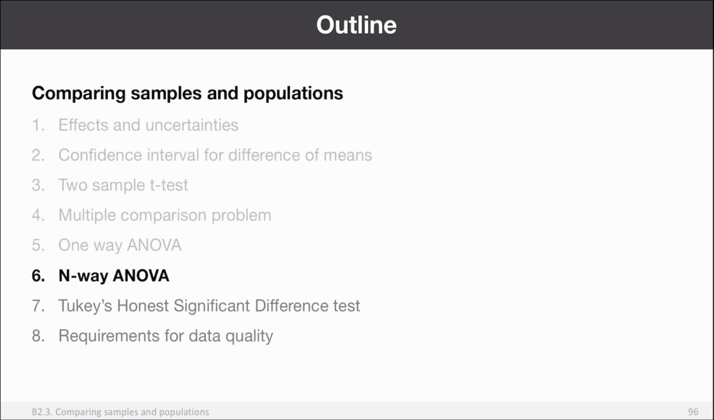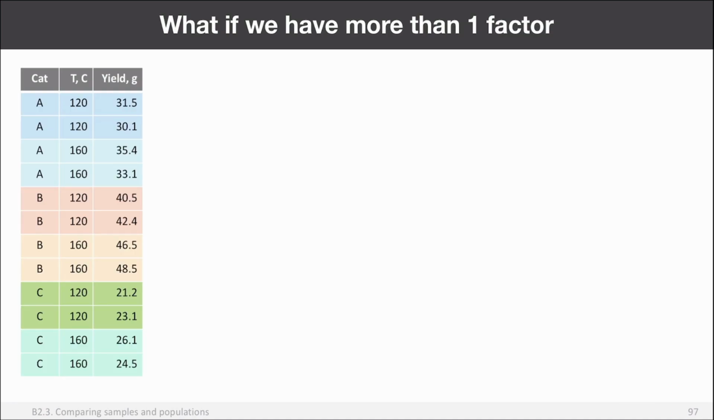So now let's consider an even more complicated situation, which is very difficult to solve using, for example, pairwise comparison, even with Bonferroni correction. It's when you have several potential factors. So this is my data set.